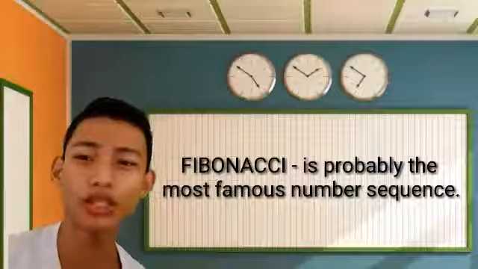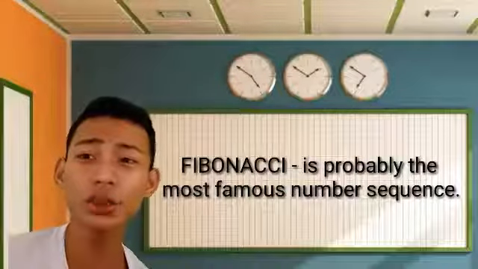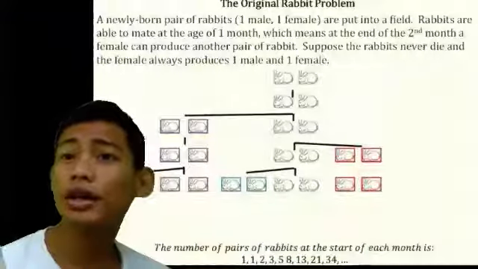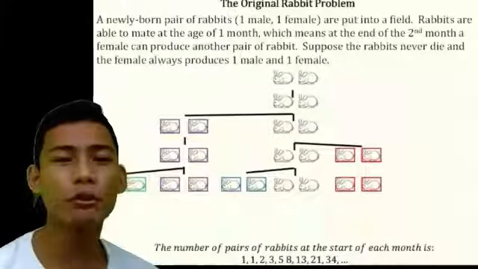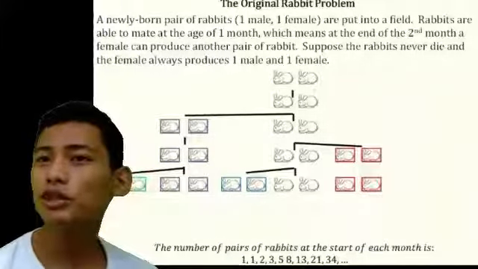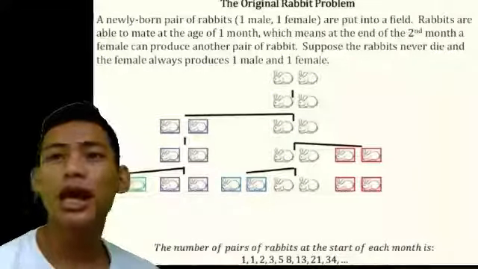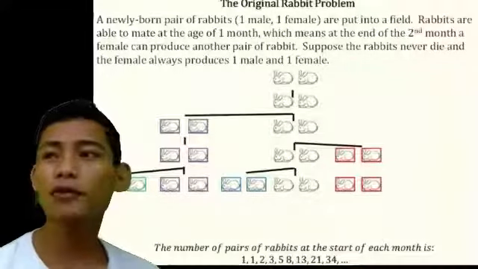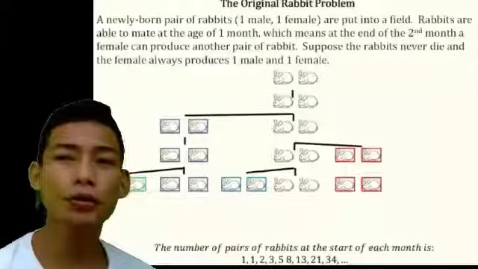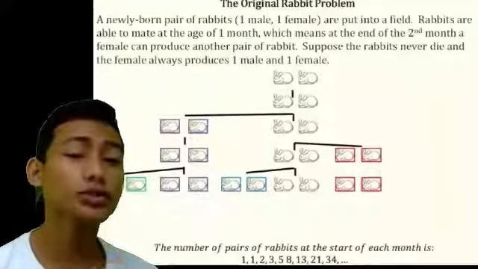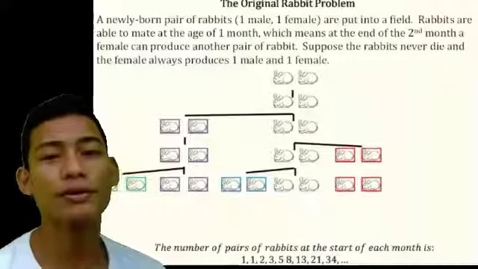So, what is the Fibonacci sequence? A Fibonacci sequence is probably the most famous number sequence. I have an example here. A newly born pair of rabbits, one male, one female, are put into a field. Rabbits are able to mate at the age of 1 month, which means at the end of the second month, a female can produce another pair of rabbits. Suppose that the rabbits never die, and the female always produces one male and one female.